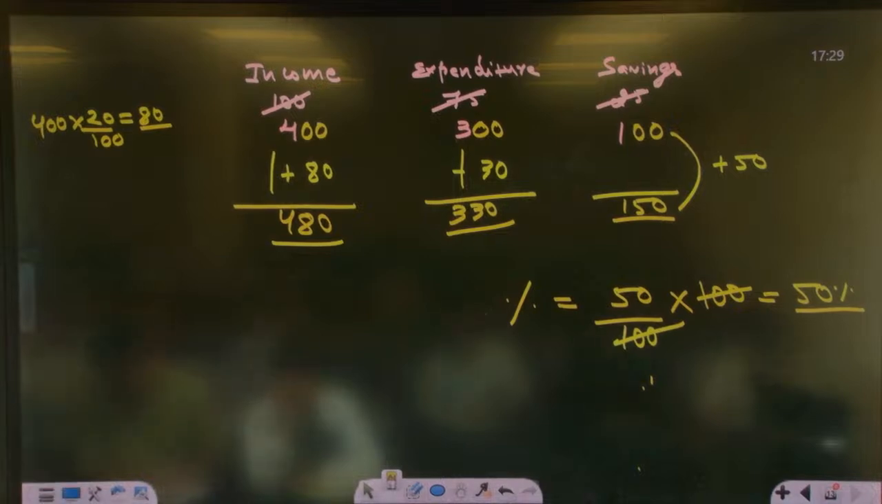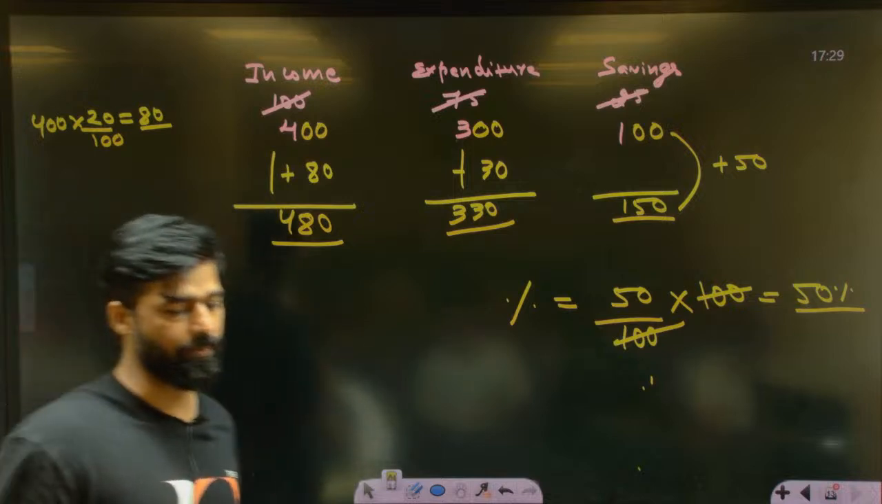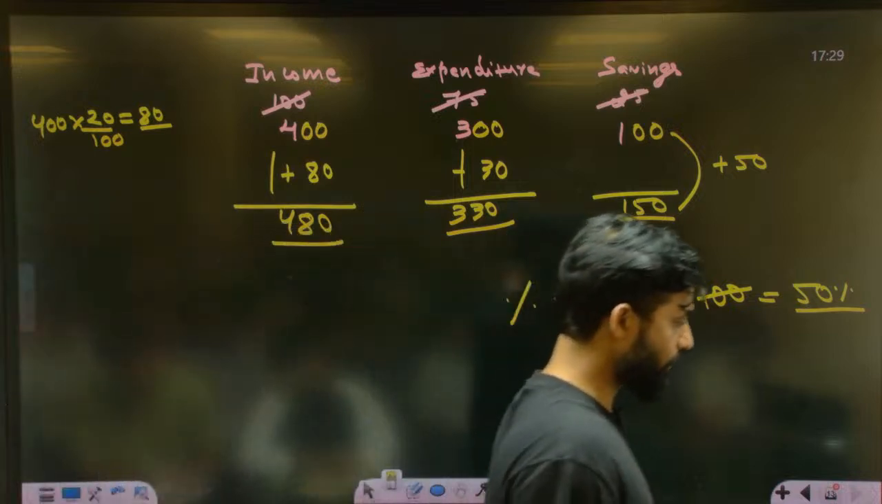Write it down, then I will tell you another smarter approach.